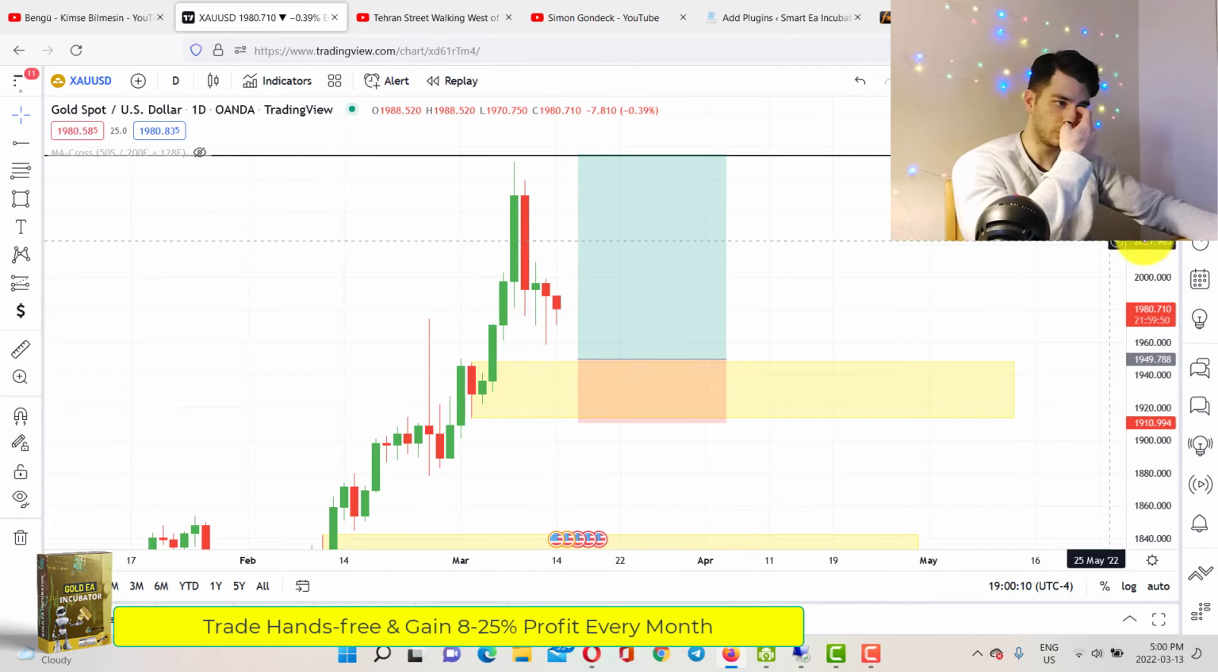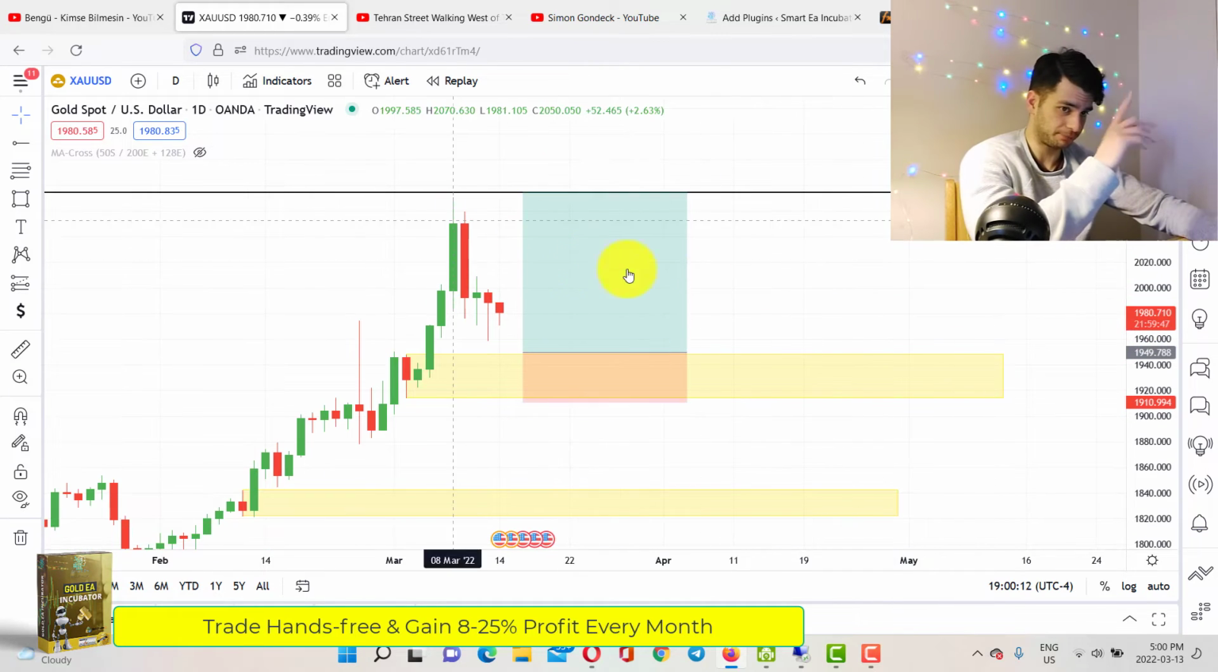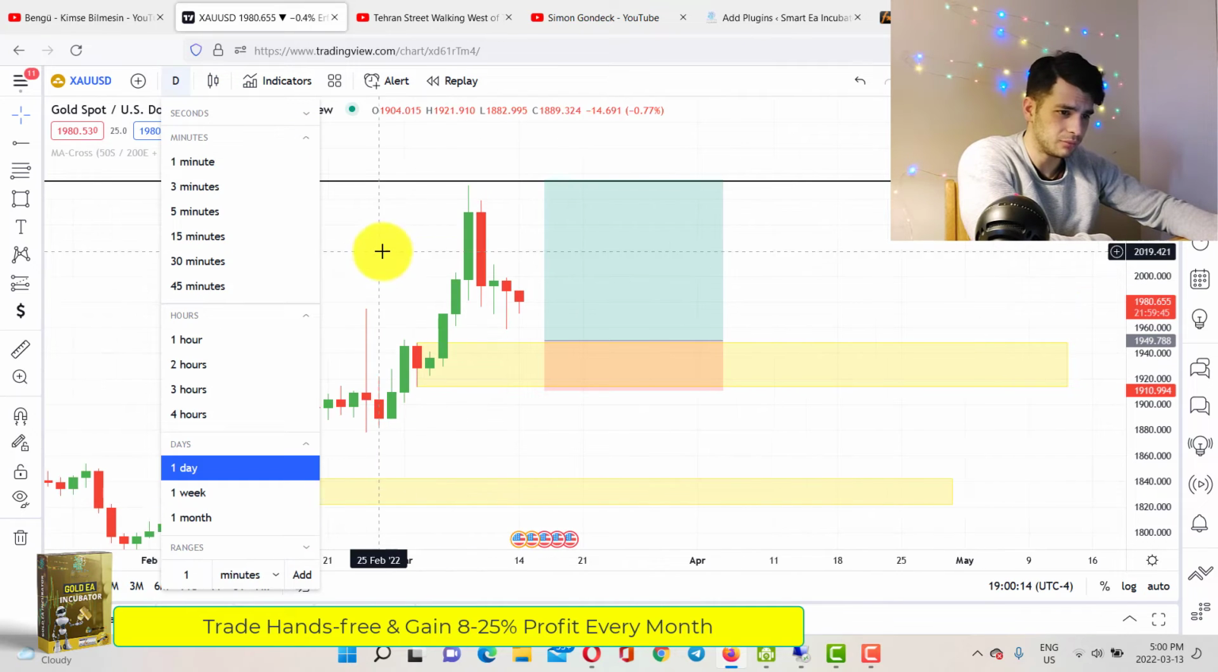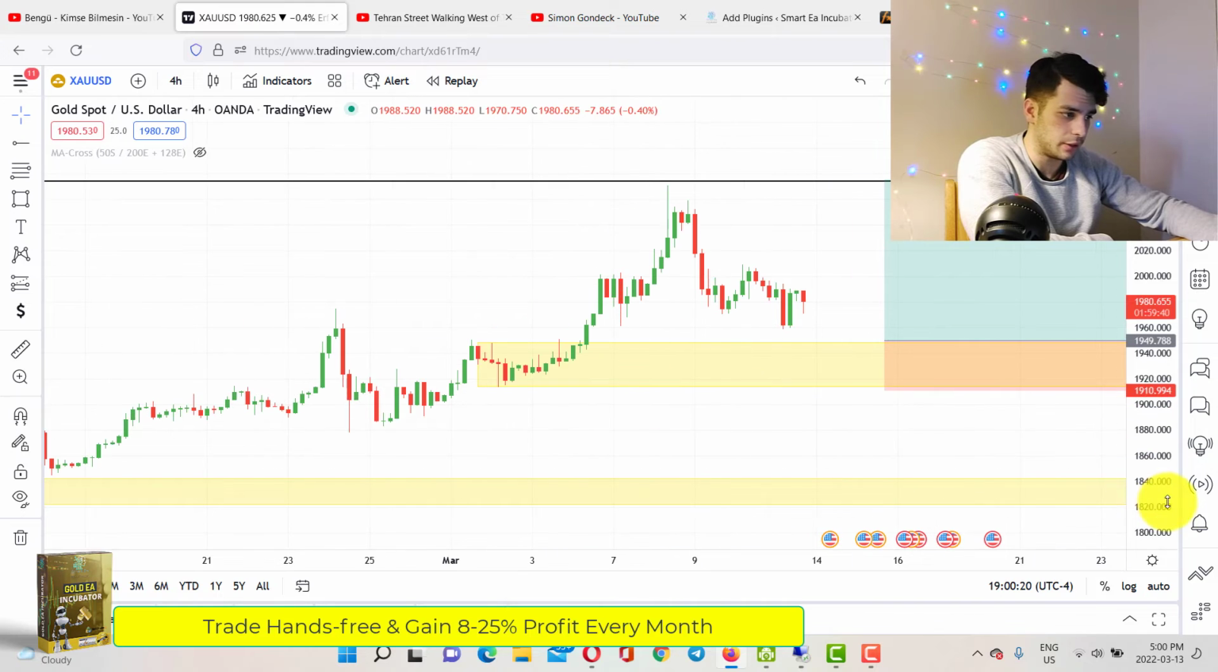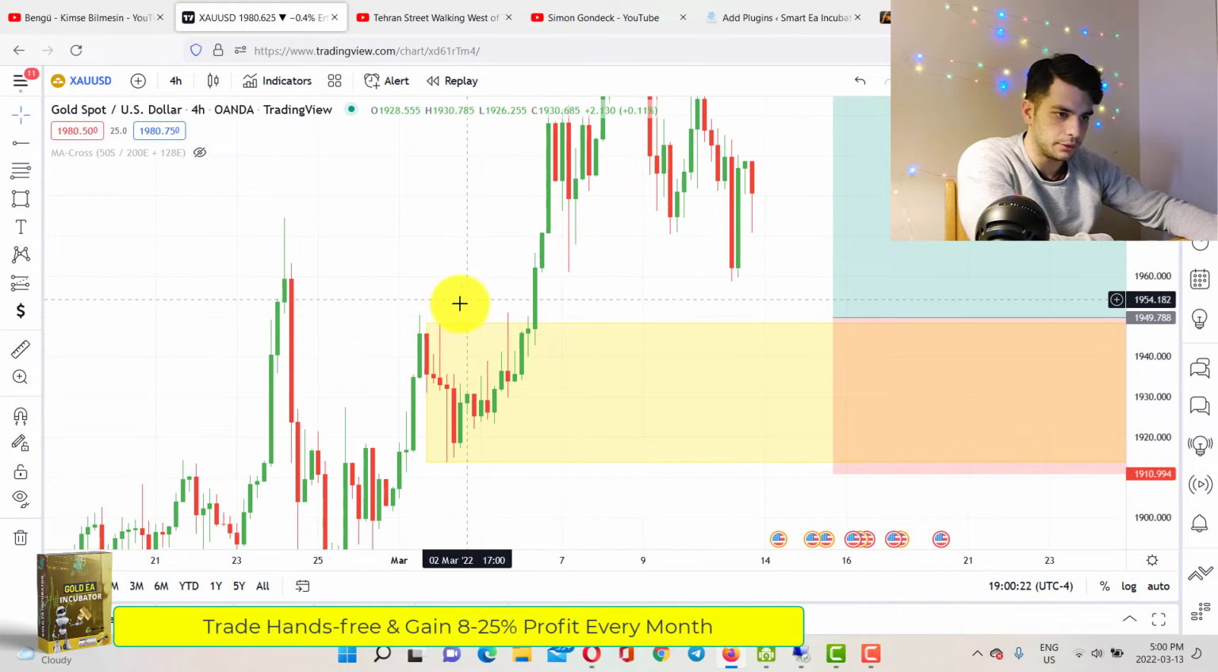So this is for gold, guys. We'll see what happens. This is my prediction for long term on the daily time frame. Let's see on the 1 hour and 4 hour time frame to see if you can still see the high probability order block.